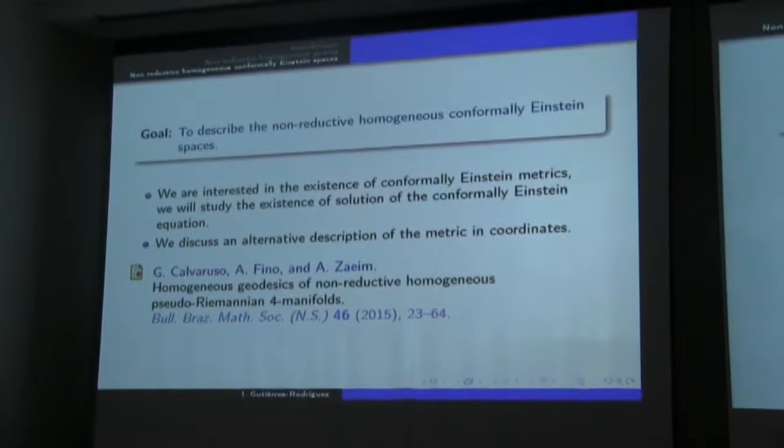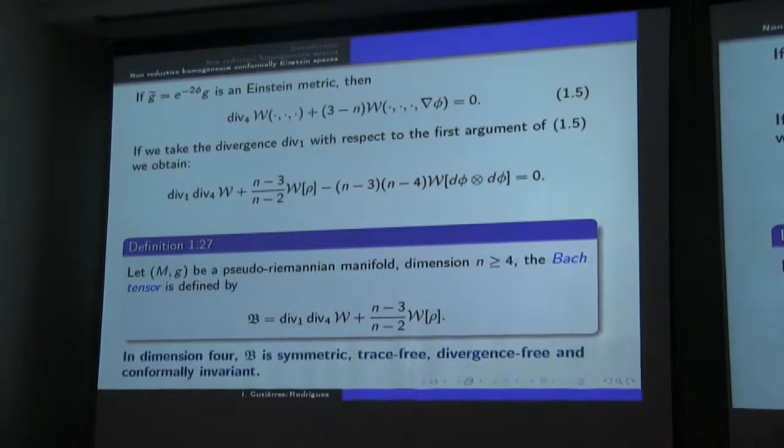The goal in this work is to describe the non-reductive homogeneous conformally Einstein spaces. Since we are interested in the existence of conformally Einstein metrics, we will study the existence of solutions of the conformally Einstein equation. For that, we discuss an alternative description of the metric and coordinates. Let me introduce another important tensor. The Bach tensor is defined by this divergence, where W is the Weyl tensor, and this is the contraction of the Ricci tensor. In this dimension, the Bach tensor is very particular because it is symmetric, trace-free, divergence-free, and conformally invariant.